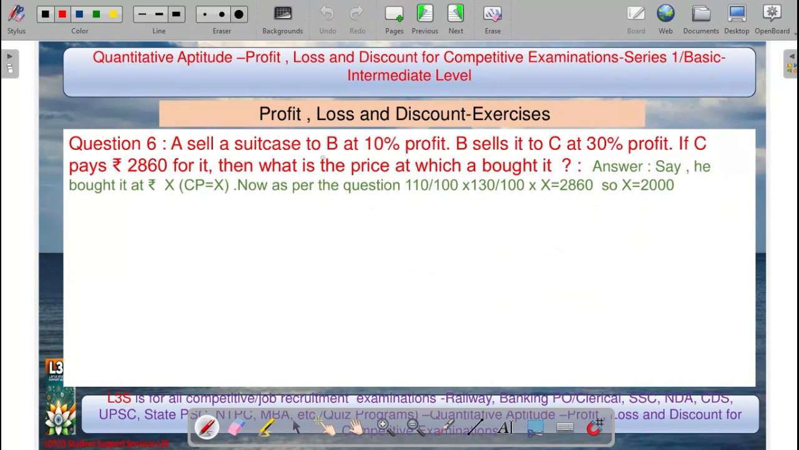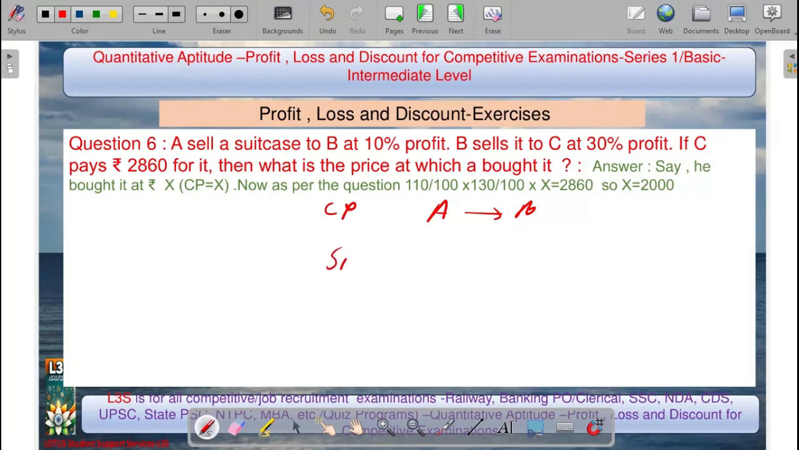A sells a suitcase to B at 10% profit. B sells it to C at 30% profit. If C pays 2860 rupees for it, then what is the price at which A bought it? So the price at which he bought it is CP. Now first A sells the suitcase to B.